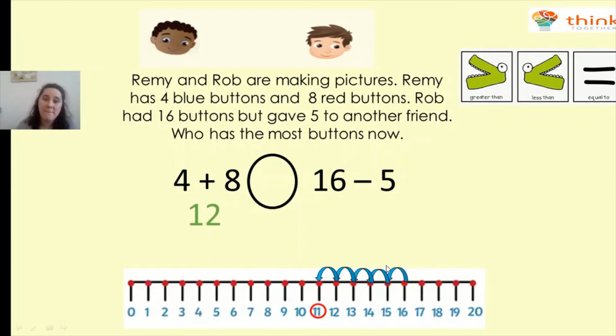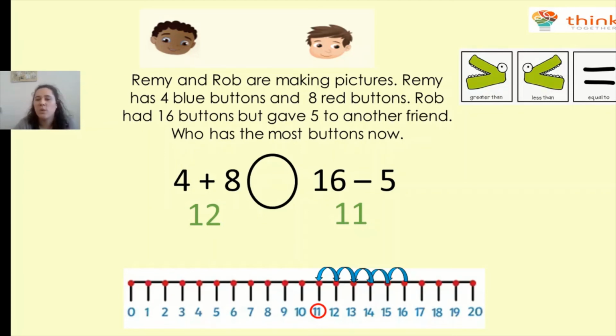And see how I went backwards on my number line that time because we were taking away. Right, let's put 11 underneath 16 take away 5. There it is. Now, what do I need to do? Brilliant, I need to compare them. So we always start to read from this end. So is 12 greater than, less than, or equal to 11? Amazing. 12 is bigger than 11, so it's greater than 11.